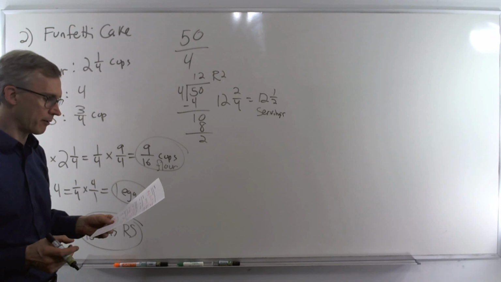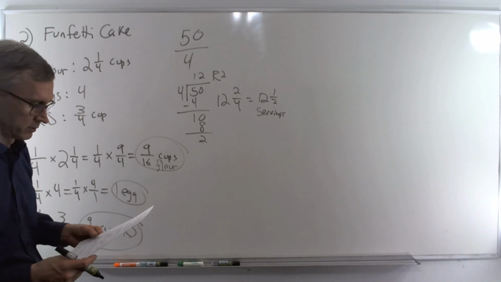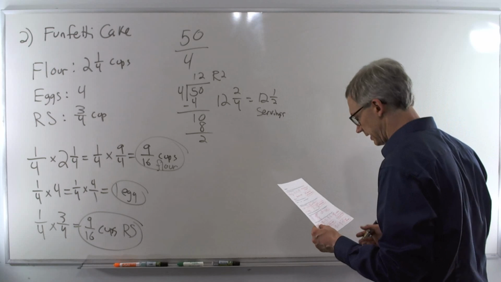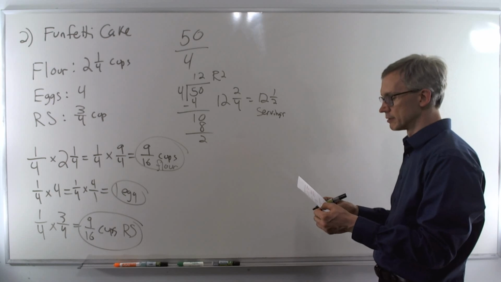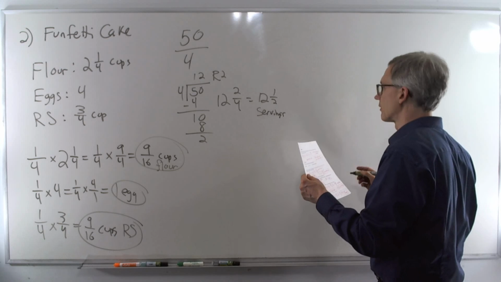So let's figure out now how much of each ingredient is required to serve all the people at the wedding reception. We'll take the amount we need for each serving, multiply by the number of servings, and it'll give us the amount. So we'll start with flour.